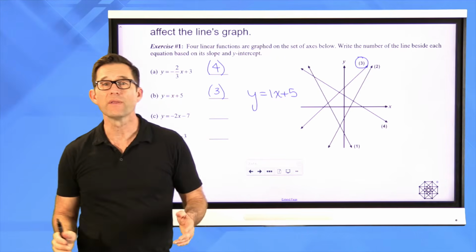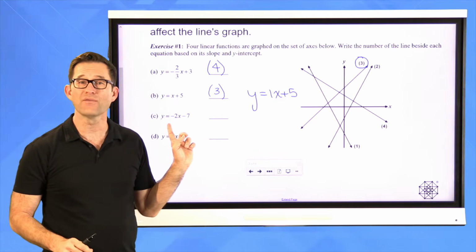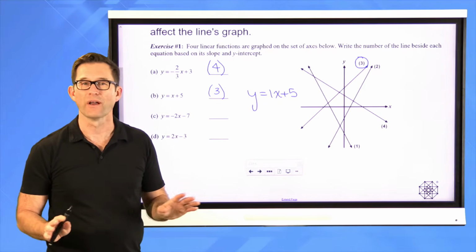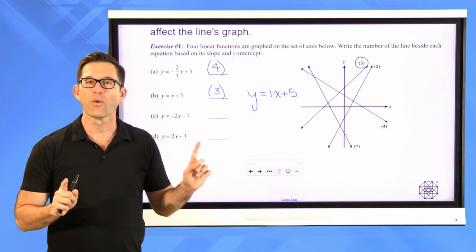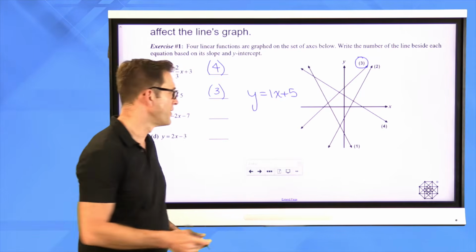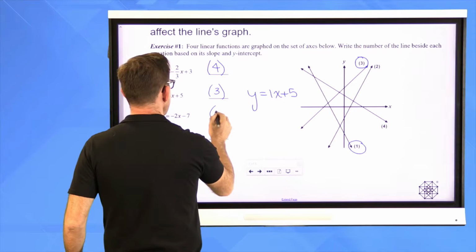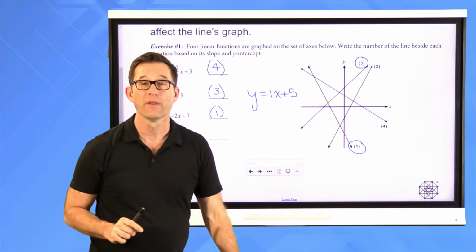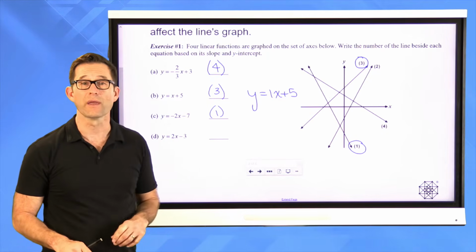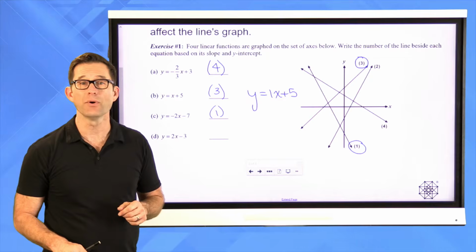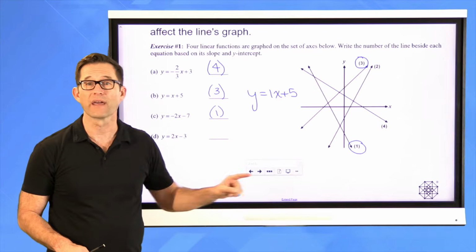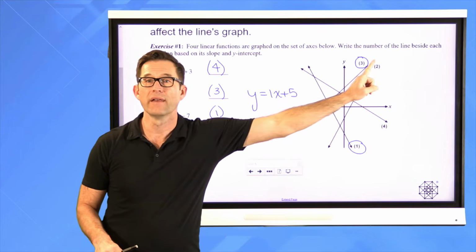And we can just keep doing that. Letter C has a slope of -2 and a y-intercept of -7. And the only line with a slope that's negative and a y-intercept that's negative is this guy down here, or line number 1. So line number 1 has that negative slope and that negative y-intercept. And finally, the only other one that's possible is this line, y equals 2x minus 3, which has a positive 2 as its slope and a negative 3 as its y-intercept. And the only line that has a positive slope and a negative y-intercept is right here, and it's choice 2.